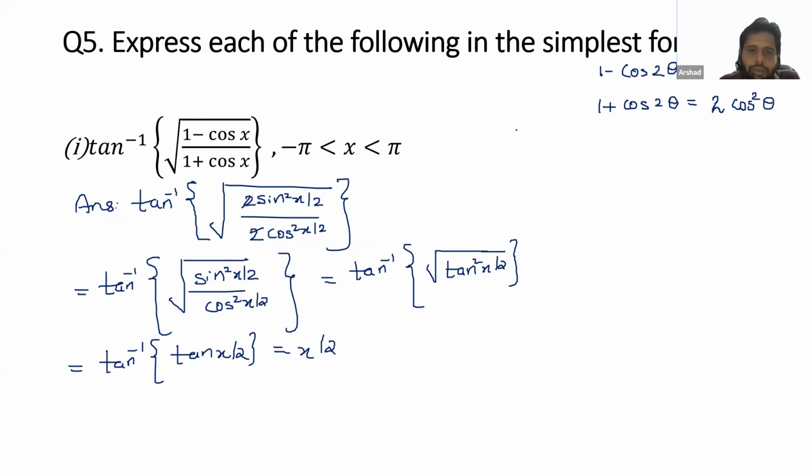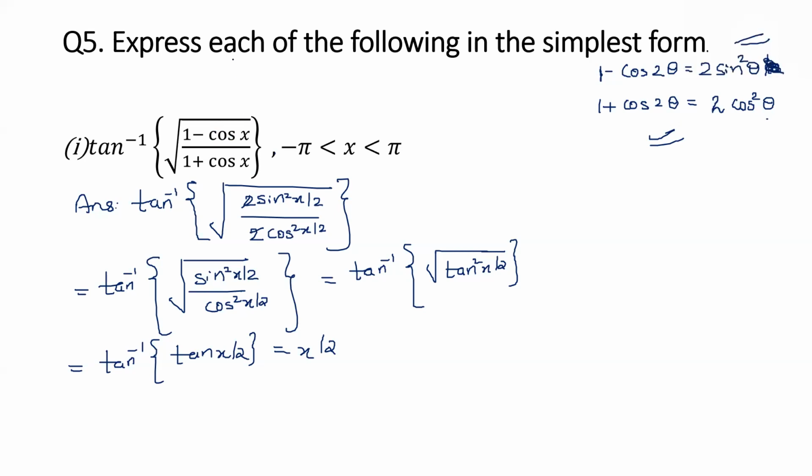How x by 2? Please check here. This is the formula: 1 minus cos 2 theta is 2 sine square theta, so the angle will become half. Similarly, 1 plus cos 2 theta is 2 cos square theta, so the angle will become half. That's why, for 1 minus cos x, we have written sine square x by 2. Is it clear?